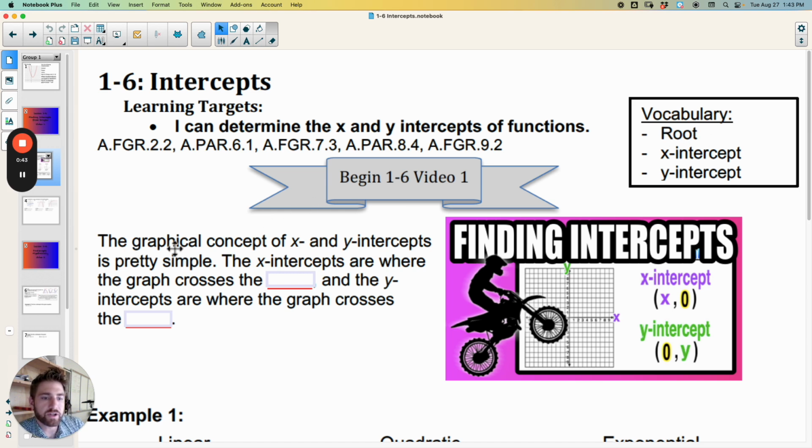Here it says the graphical concept of x and y intercepts is pretty simple. The x-intercepts are where the graph crosses the x-axis, and the y-intercepts are where the graph crosses the y-axis. This visual over here is a great thing to reference in your book, because it will remind you that when you're looking for the x-intercept, you need y to be 0, and when you're looking for the y-intercept, you need x to be 0.